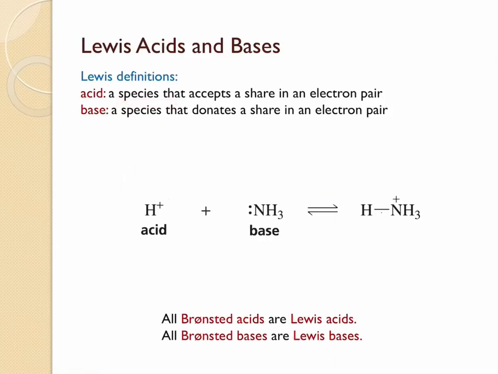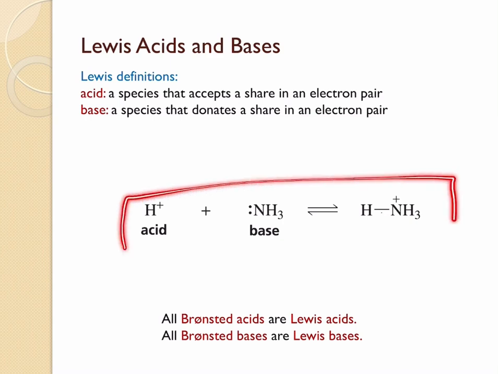Lewis acids and bases. According to the Lewis definitions, an acid is any species that has the ability to accept a share in an electron pair, and a base is any species that has the ability to donate a share in an electron pair.